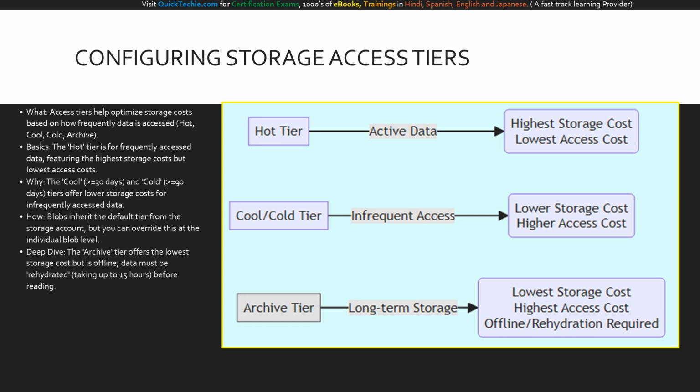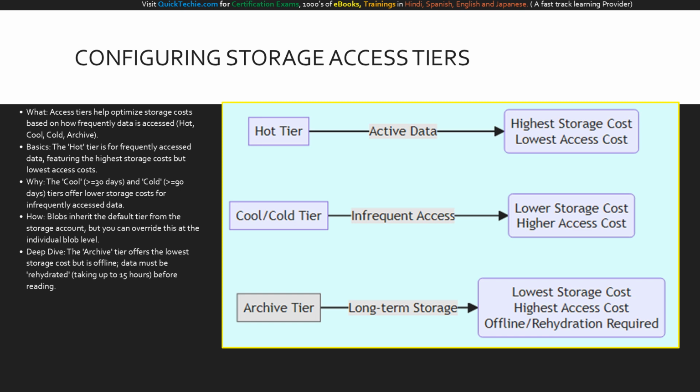The archive tier is for long-term retention and offers the absolute lowest storage cost. However, archive data is completely offline. To read it, you must rehydrate it to an online tier, which can take up to 15 hours. By default, blobs inherit the access tier set at the storage account level, but you can explicitly override this by setting a different tier on an individual blob inside your container.